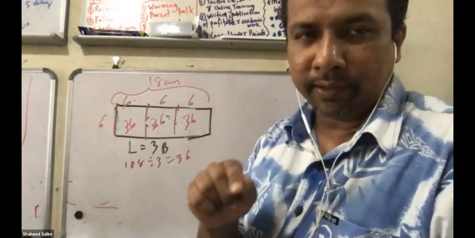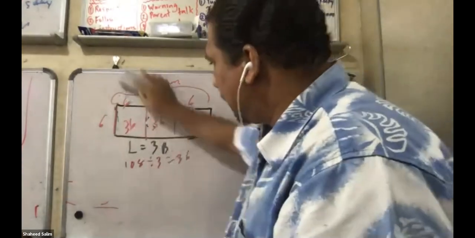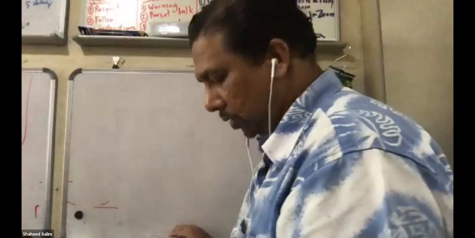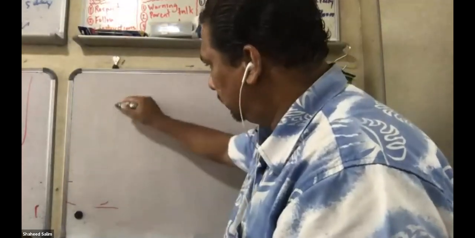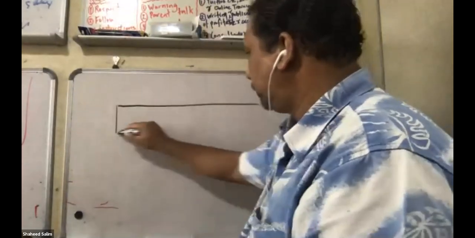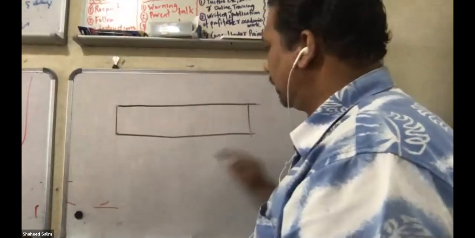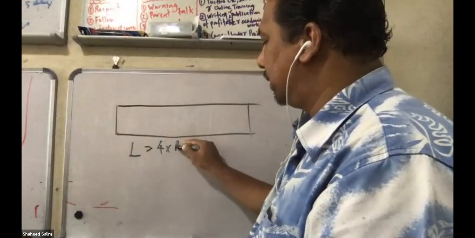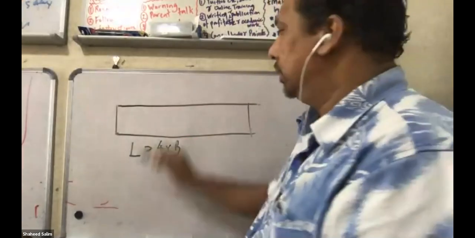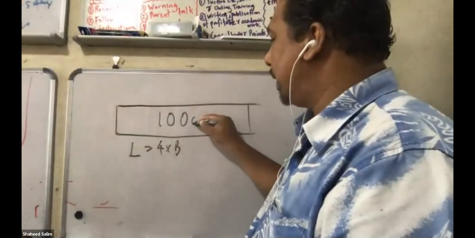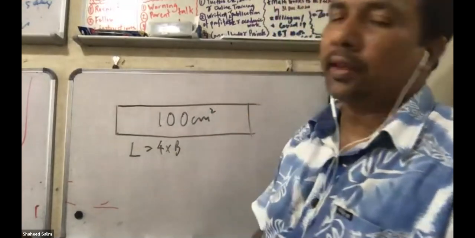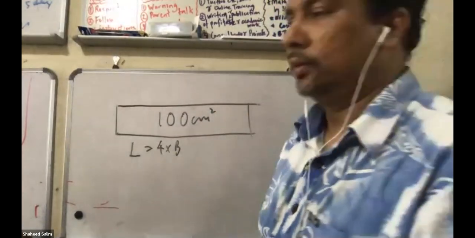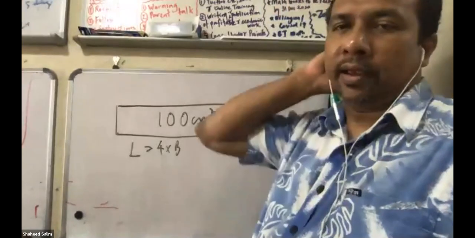One more question again? Okay, we try. This time we try on here. This is a rectangle. The length is 4 times the breadth. The area is 100 square cm. Find the length and find the breadth.